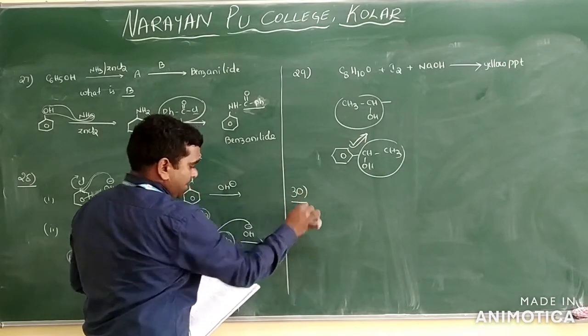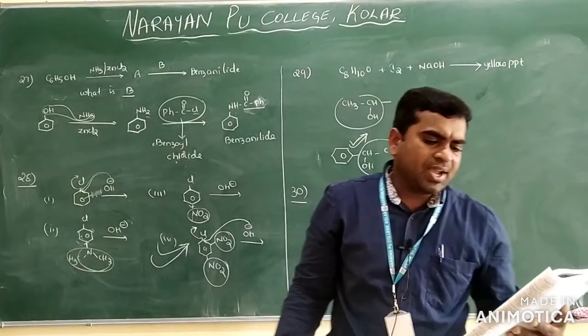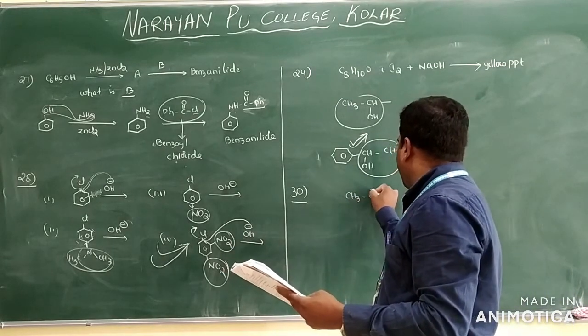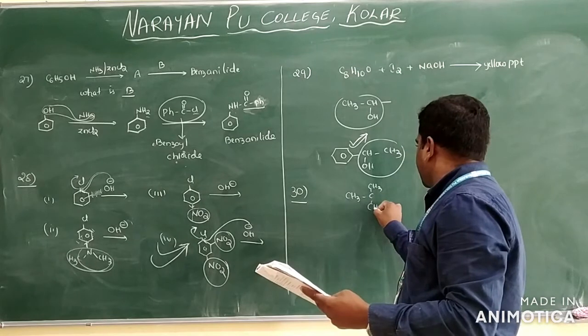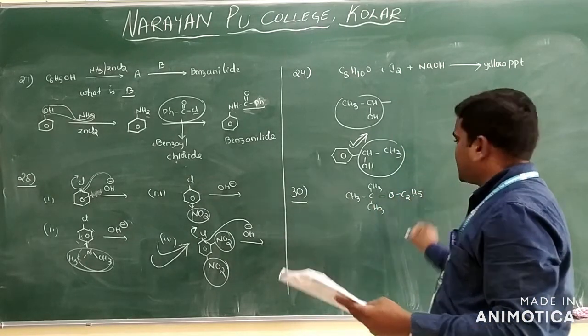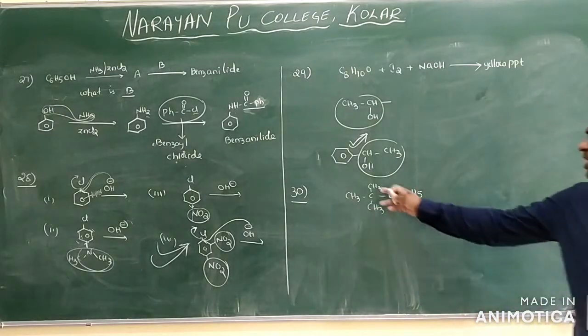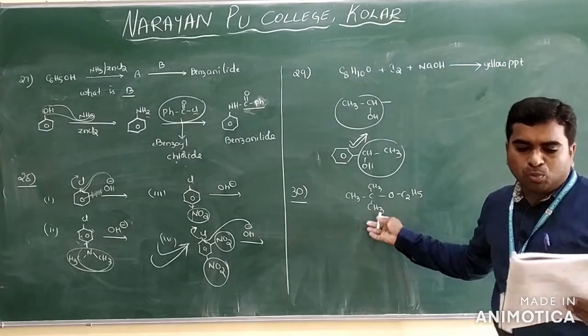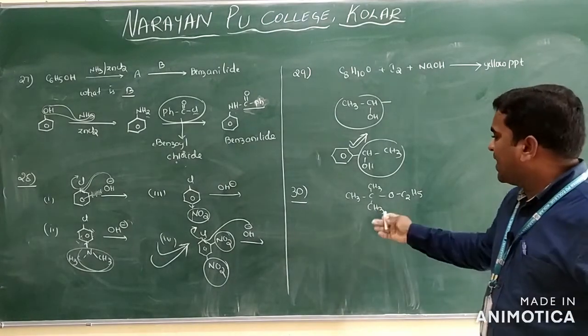Question number 30. For making this compound, so many times we have discussed it. You know CH3, CH3, CH3 and O, C2H5. This is tertiary butyl ethyl ether. Clear? So now to prepare this compound, what is the ideal combination?